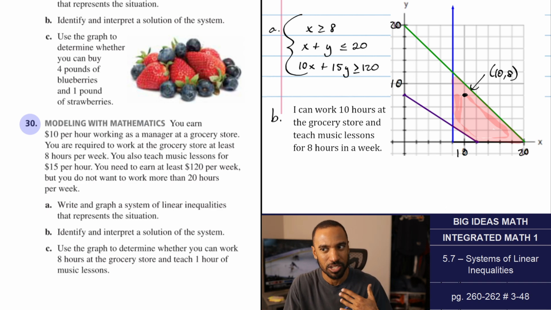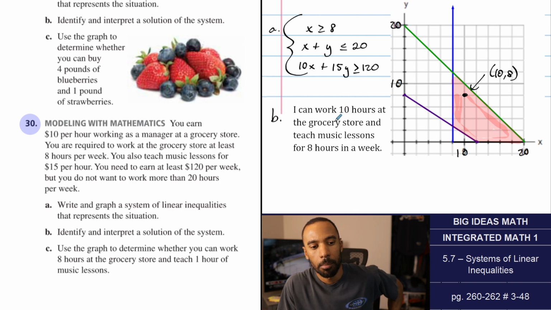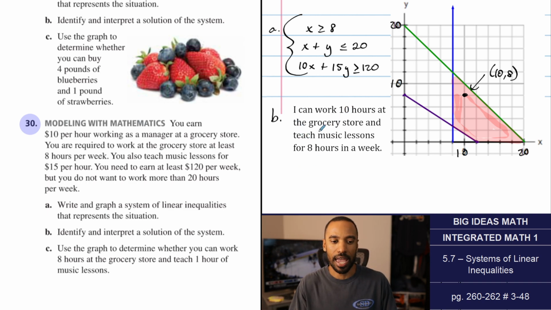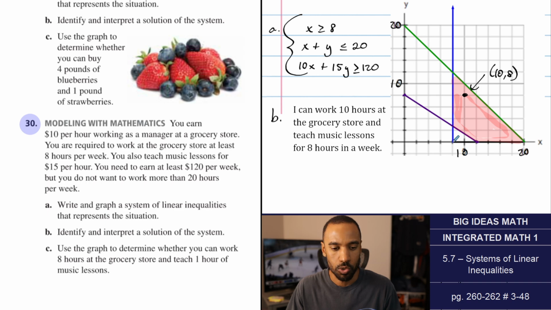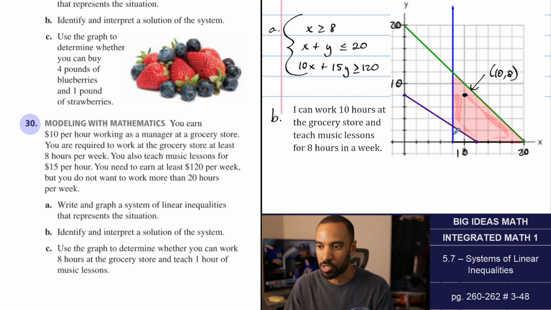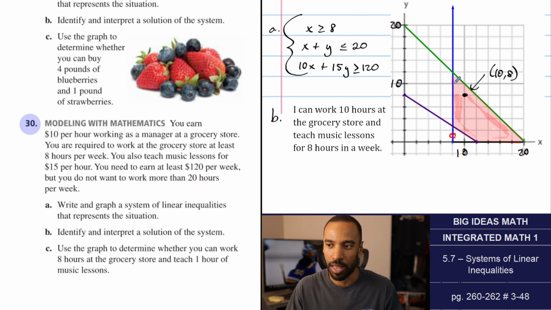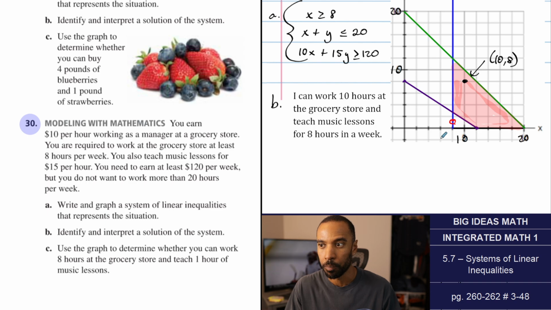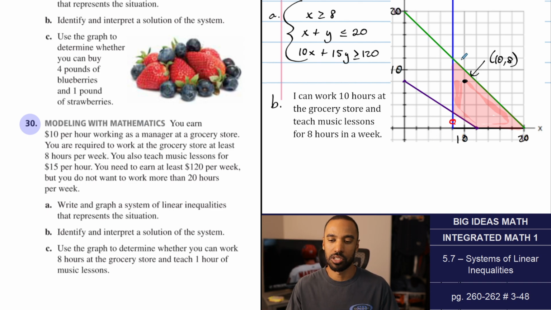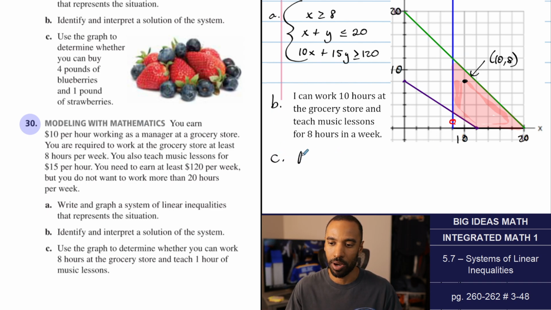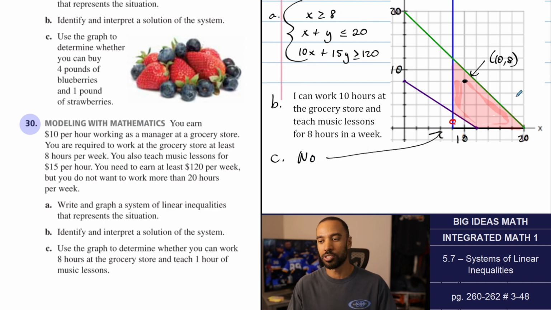Like I said, to me, these are kind of fun in seeing that. Part C, use the graph to determine whether you can work 8 hours at the grocery store and teach 1 hour of music lessons. Okay, that's right here. No, that's not even right there. That's 2 hours of music lessons. This right here is like that. Although it's on the solid line right here, it's not in the overlapping shaded region. So no, you cannot. Part C is a no. I don't want to explain it. I have the point there to tell me exactly that. Basically, what's the part that it fails?